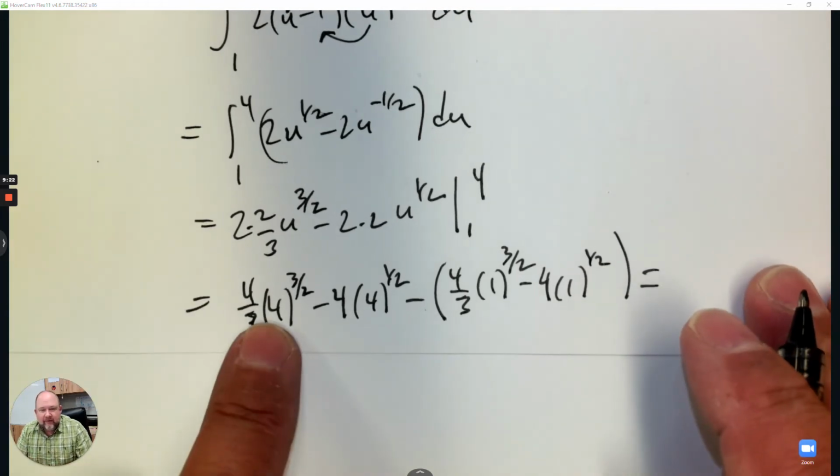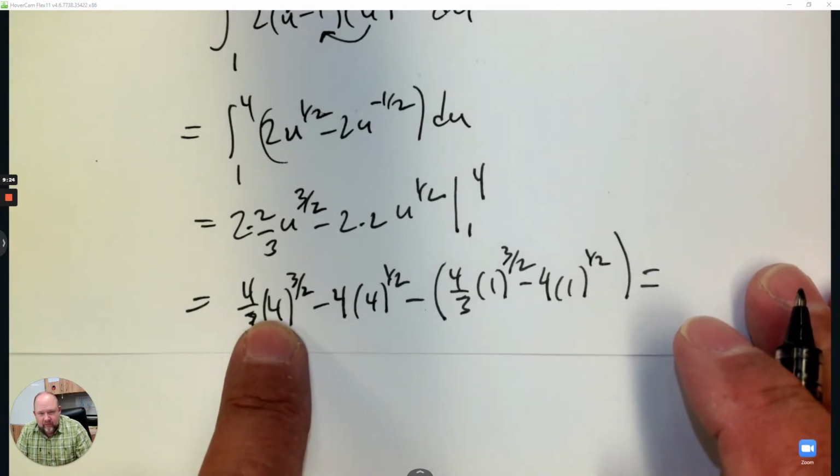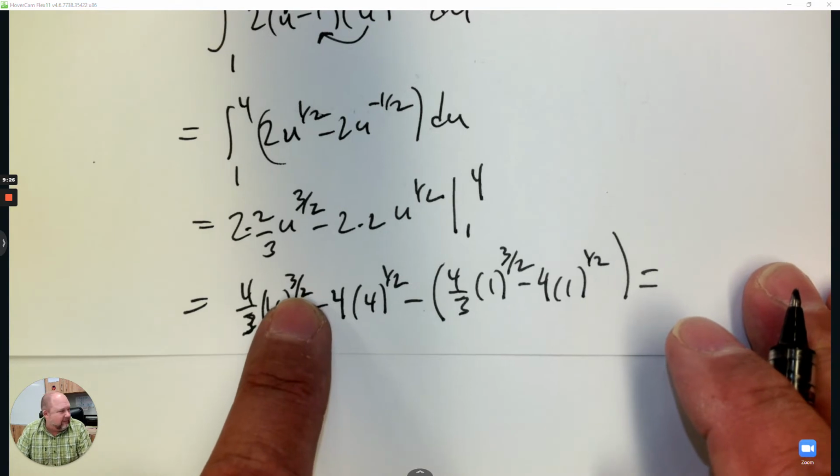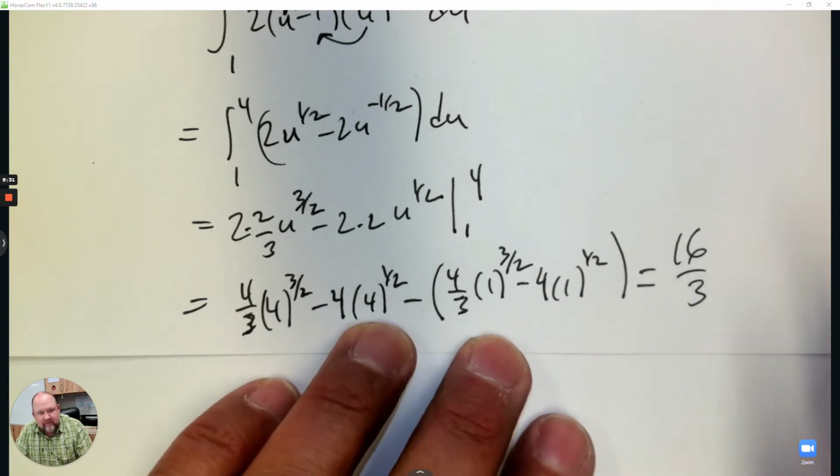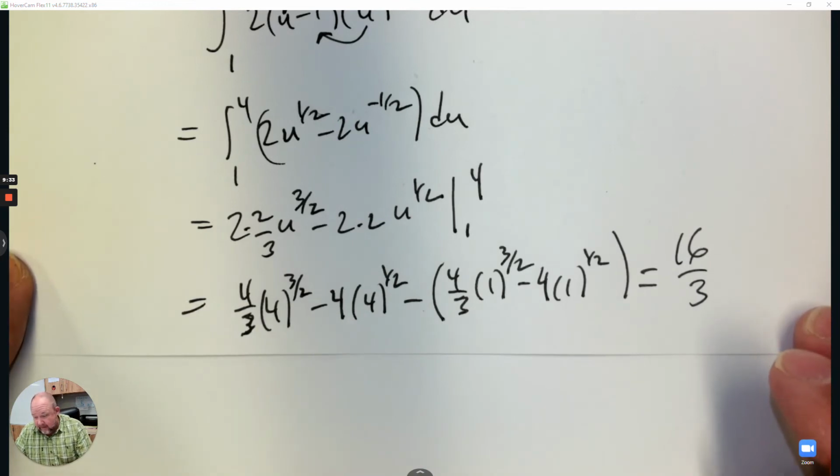If I simplify this, the square root of 4 is 2, and 2 cubed is 8. 8 times 4 is 32. Anyways, this all simplifies to 16 over 3. I'm going to let it go. 29.